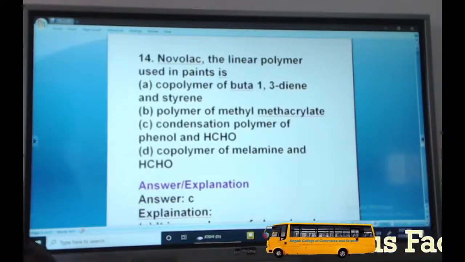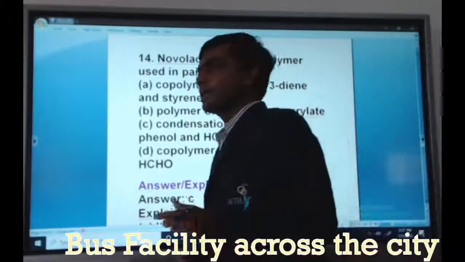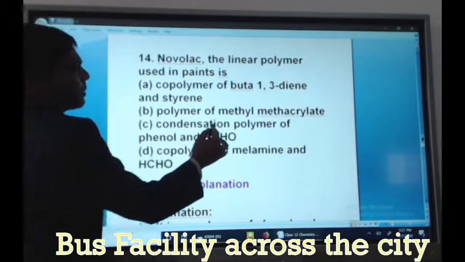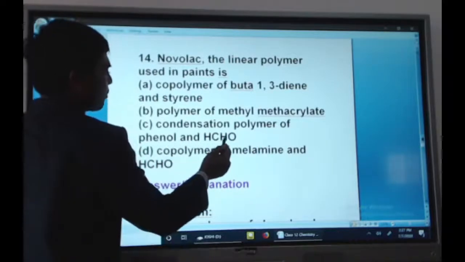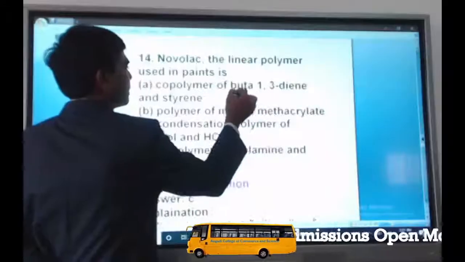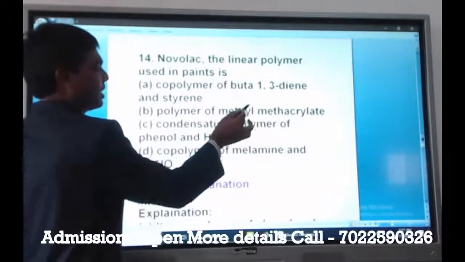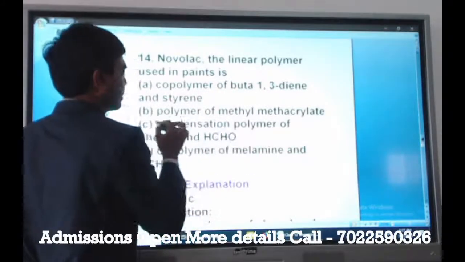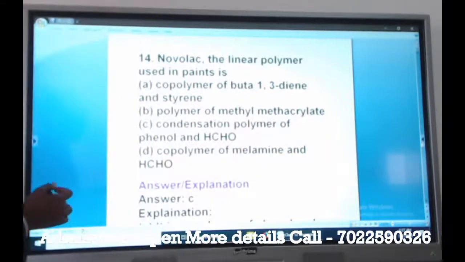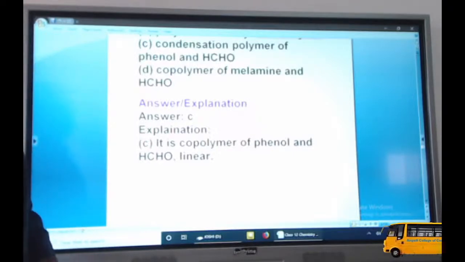Okay. So the last question is related to bakelite and novolac. Novolac, the linear polymer used in paints, is. We know that novolac is the basic unit of bakelite. But in paints, how is it used? Buta-1,3-diene styrene, methyl methacrylate, condensation polymer of phenol and formaldehyde, copolymer of melamine and formaldehyde. What are the wrong things you have to see? Rubber becomes wrong. Polystyrene, wrong. First option, right? This one is used in paints, but no aldehyde. Here phenol, correct. Aldehyde, correct. The answer is C. Next, melamine. Melamine is also used in bakelite and formaldehyde, but there is a difference between phenol and melamine. The answer for this one is C. Explanation: it is a copolymer of phenol and formaldehyde, and the structure is a linear compound.